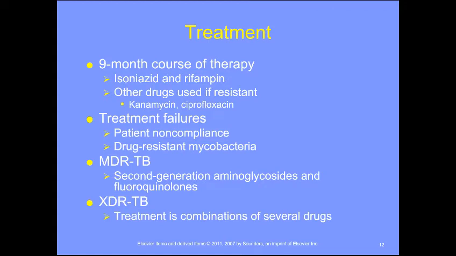Treatment. Noon, 6-month course of therapy lang siya. Pero, in-extend nila up to 9-month course of therapy. So, the therapy is actually composed of the isoniazid and rifampin and other drugs. If it is resistant, you may use kanamycin and ciprofloxacin. Also, some would use sulfamethoxazole. Basta lagi magka-partner yung isoniazid and rifampin. Okay? Hindi pwedeng isa lang.